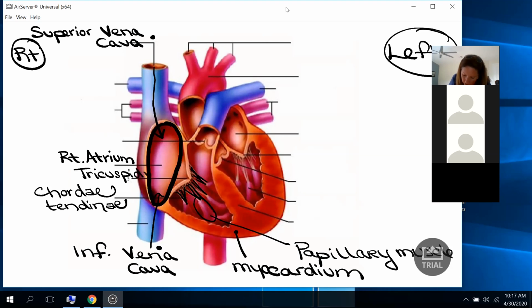And I always teach my students to just think of the letters T, R, and I rearranged to spell right. R-I-T kind of sounds like the word right. You're on the right side when you're dealing with your tricuspid valve.